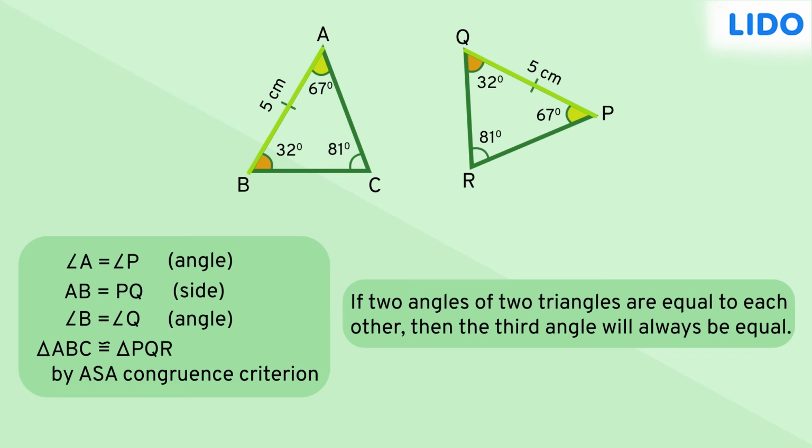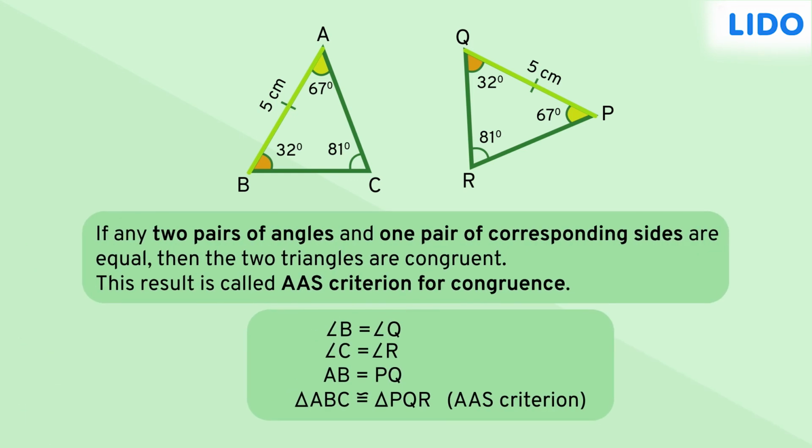But we can save ourselves from the efforts of this manipulation and conclude that in 2 triangles, if any 2 pairs of angles and one pair of corresponding sides are equal, then the 2 triangles are congruent. We call this result the AAS criterion for congruence.